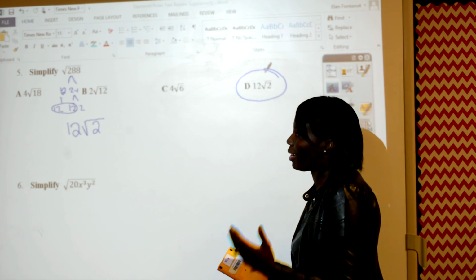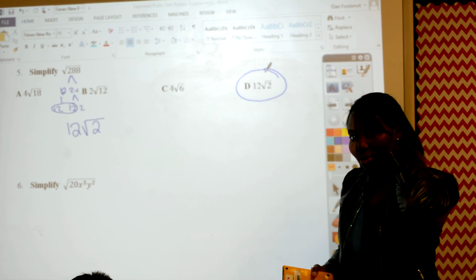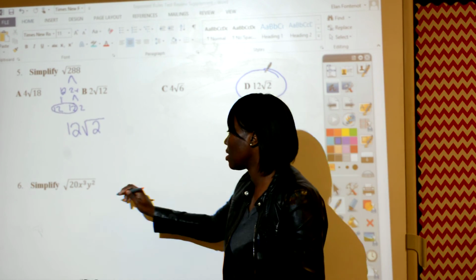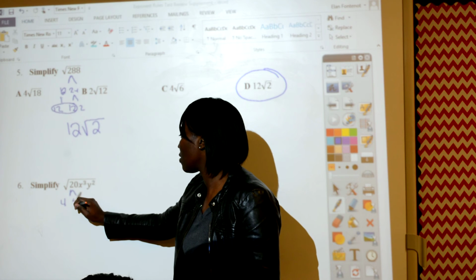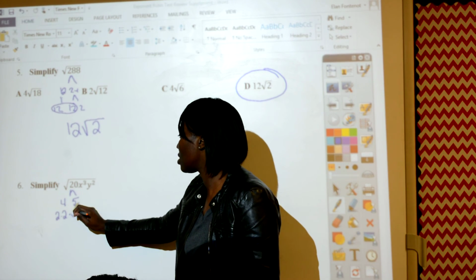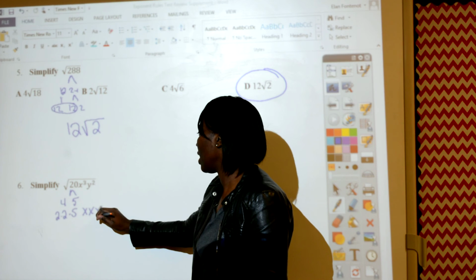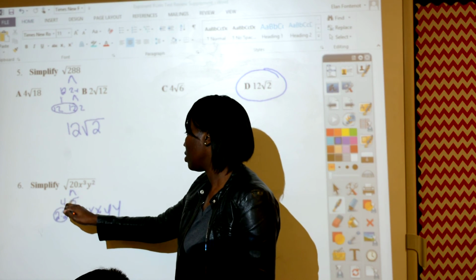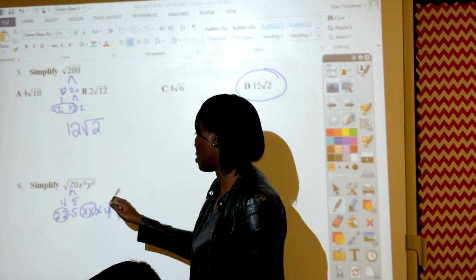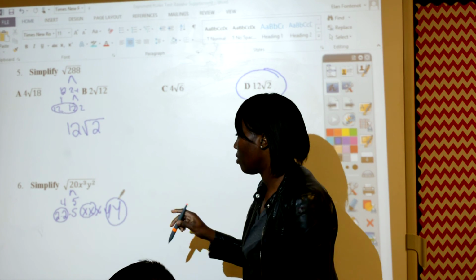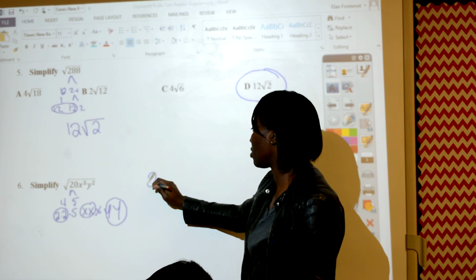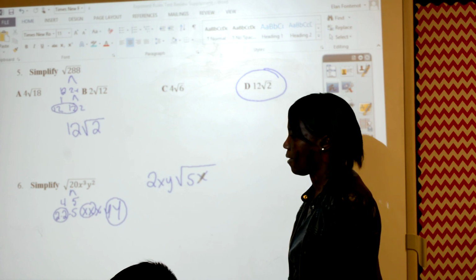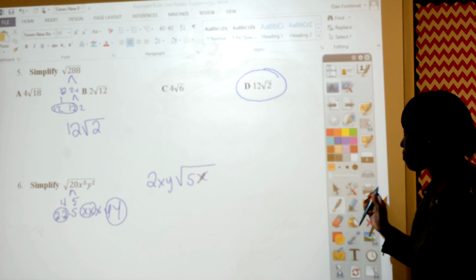Some of y'all probably went all the way down, 3s and 2s, but you could have stopped there. You got to be able to look at it until what's E. Lastly, we have 20, which breaks down to 4 and 5. 2 times 2 times 5. And then we have 3 x's and then 2 y's. So we have a pair of 2's, a pair of x's, and a pair of y's. Remember, one number from each pair comes outside, so you end up with 2xy. And then what's left over? 5x.